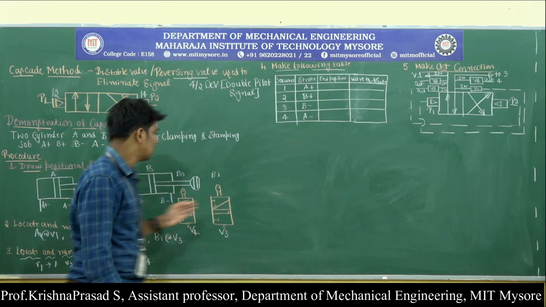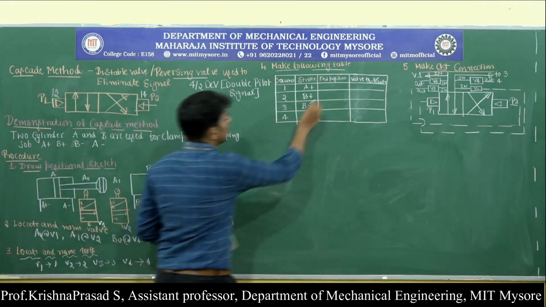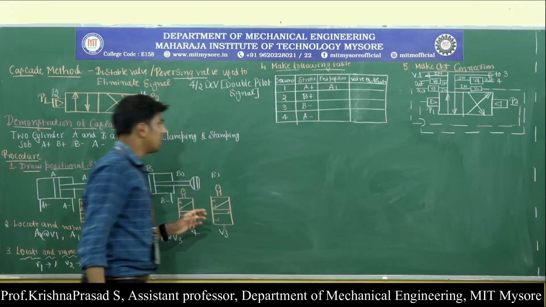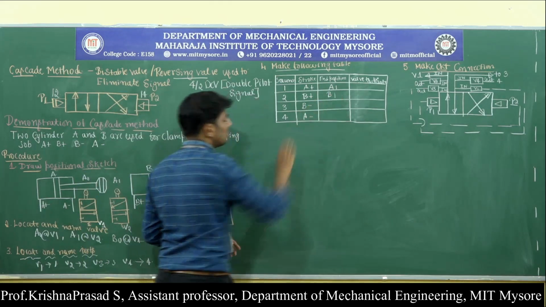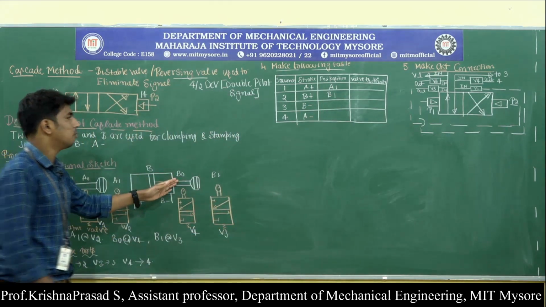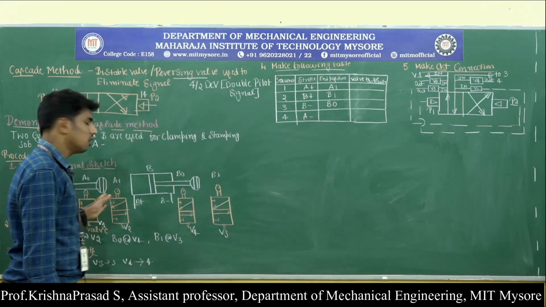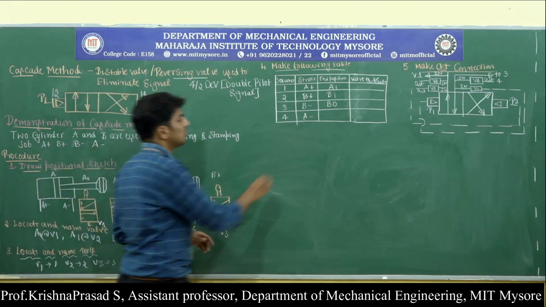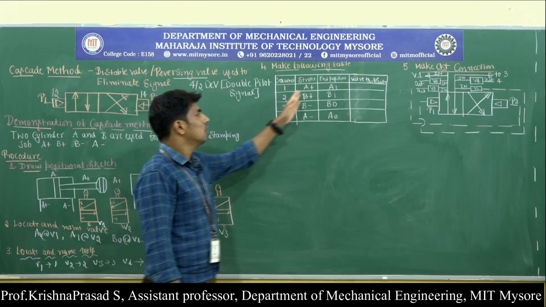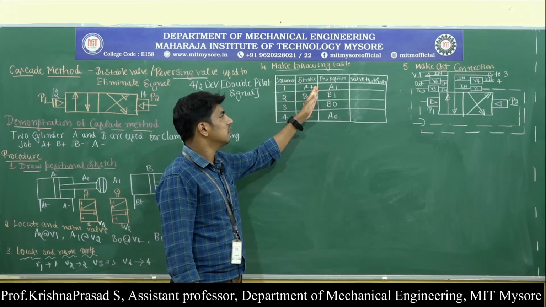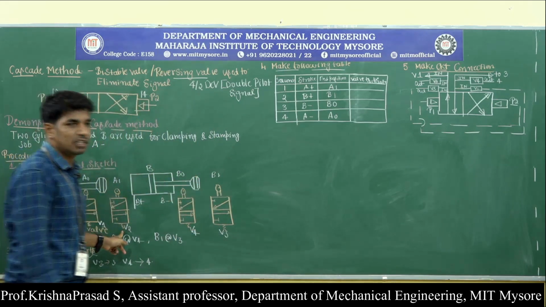So what will be the end position? After the extension of cylinder A, the end position is A1. Then after the extension of cylinder B, the end position is B1. After the retraction of cylinder B, the end position is B0, and after the retraction of cylinder A, the end position is A0. Observe here. During the first stroke, the extension of cylinder A is going to take place. The end position is A1. For A1, the valve to be actuated is V2.